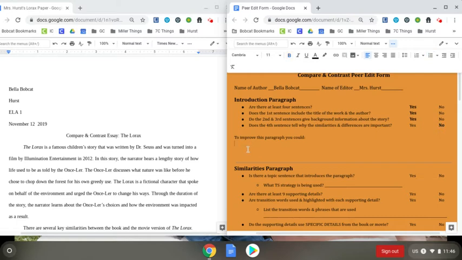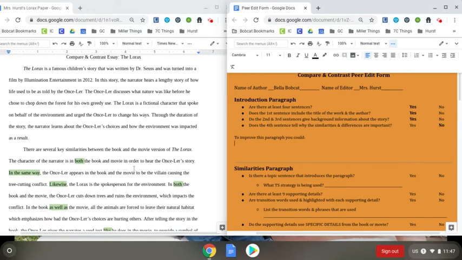Then it asks what I could do to improve this paragraph. You need to fill something out here. Don't say nothing or it's fine. Make sure you give some feedback. So here I may tell Bella that she needs to make sure that she does this in her 4th sentence, tell why the similarities and differences are important. I may also make other suggestions about things that I see if I feel like she left something out or didn't talk about something enough, or maybe it's just like second sentence sounds weird. Those types of things you're going to write here so that Bella can improve her paper or your author can improve their paper.